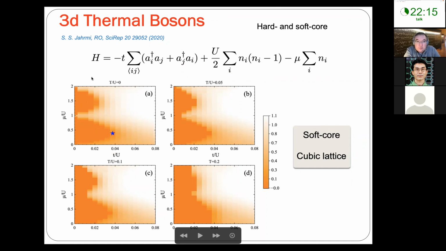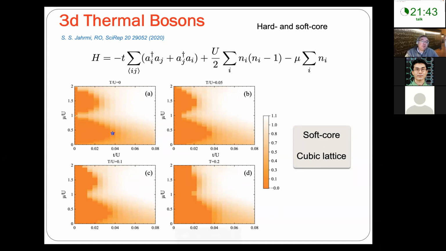At different temperatures. So the first diagram here is essentially the occupation number as a function of chemical potential versus hopping, in units of U. This is at 0 temperature, and you can see that we are doing soft-core bosons with occupation number up to 2, so there can be either 0, 1, or 2 bosons per lattice site. You have here the 2 Mott lobes, as you would expect from this system. Here is the tip, which is very interesting.